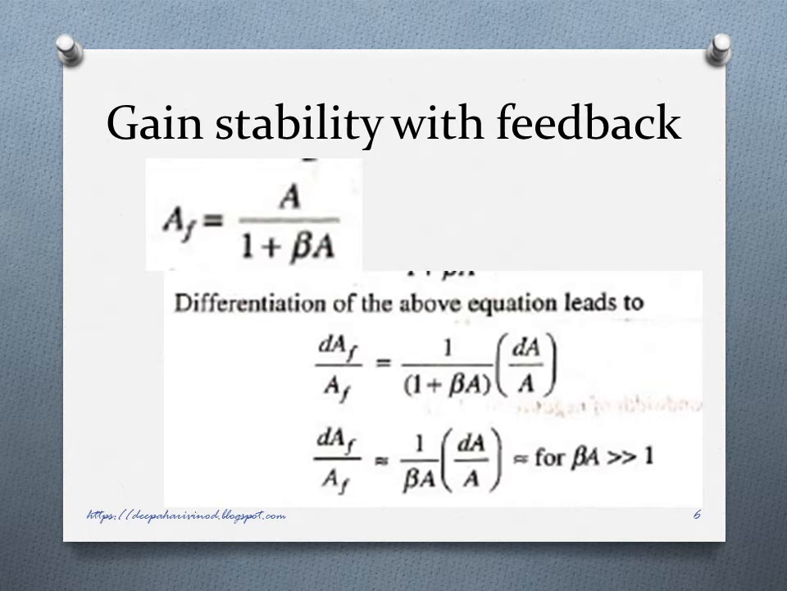This shows that the relative change dA by A in the basic amplifier gain is reduced by a factor A beta in the relative change dAF by AF in the overall gain of the feedback amplifier.